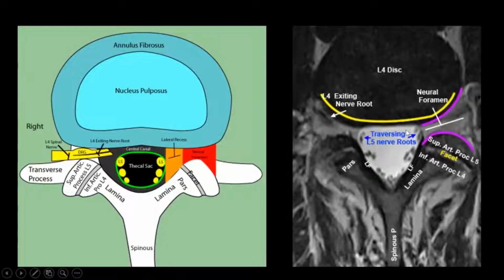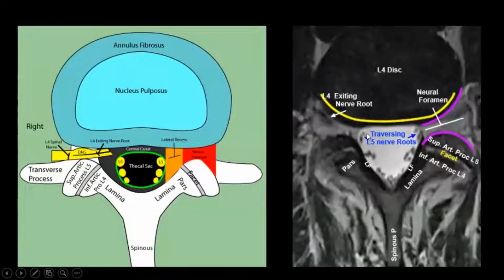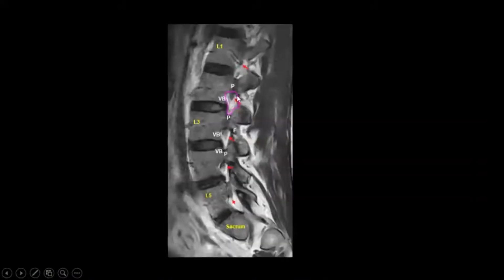Now this is important because if this nerve is compressed, it will cause symptoms associated with L4, whereas if this nerve is compressed, it will cause symptoms related to L5. In the lumbar spine, we talked about the lateral recesses, which are best assessed on the axial images, as well as the spinal canal stenosis, which is also best assessed on the axial images. However, the neural foramina are best assessed on the sagittal images, where you have a normal keyhole appearance.